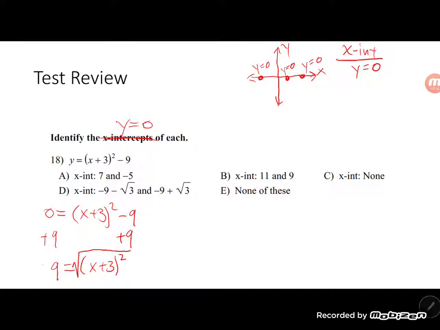Okay, you need to know that that is a square root. It undoes a square. They are opposites. It's like a plus and a minus. So I do the square root on both sides.